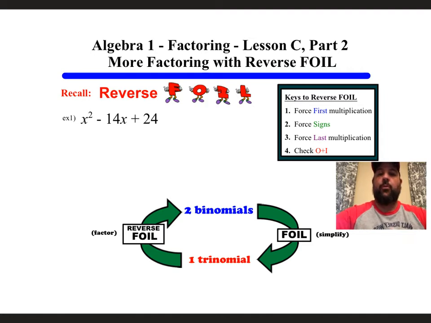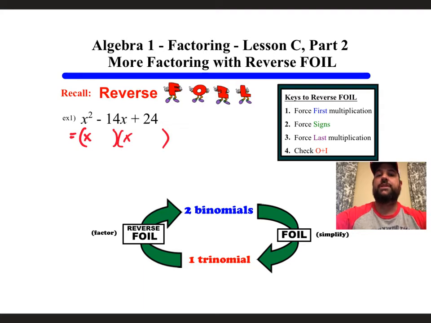Remember, reverse FOIL basically goes through 4 steps where we're going to try and force as much to work out as we can, and then we have a check step that is going to tell us whether or not our answer is correct. So the steps basically go in this order here to the right. The first thing we're going to do is force the first multiplication to work out the way we want it to. So I'm going to set up my 2 binomials, and my first multiplication should give me the x squared. So that means we're going to split x squared into x and x.